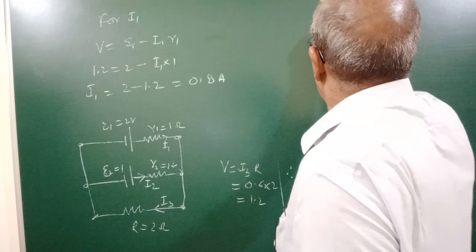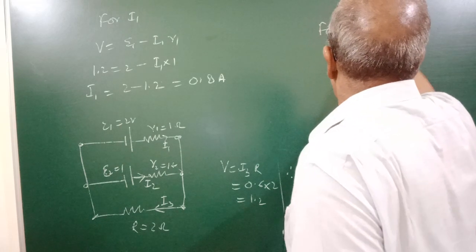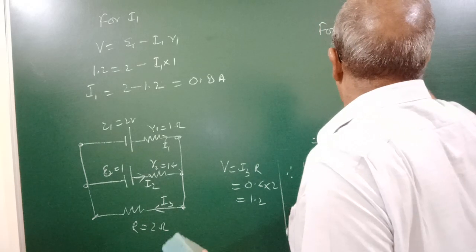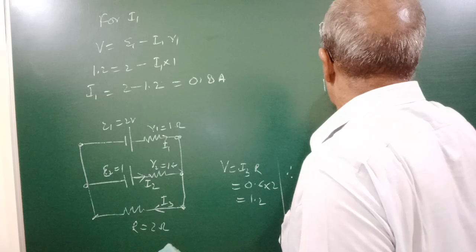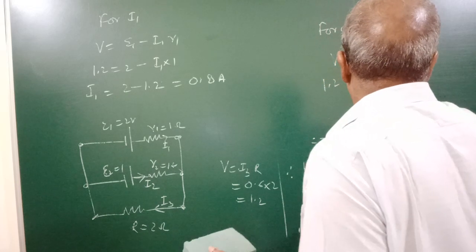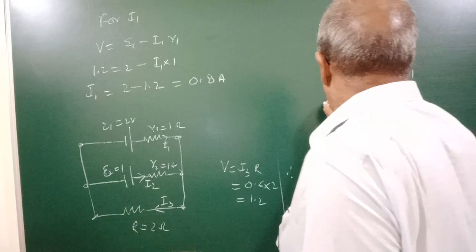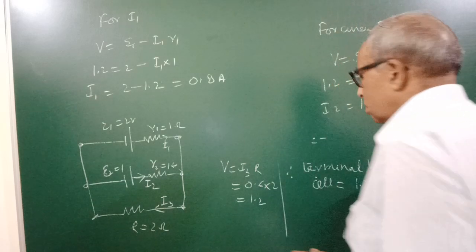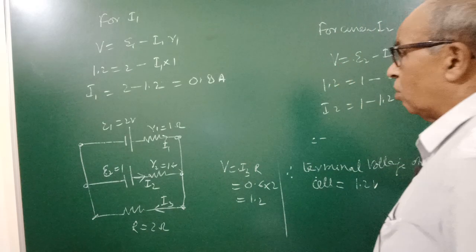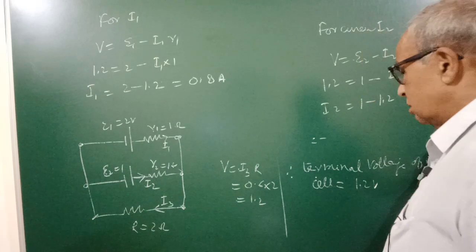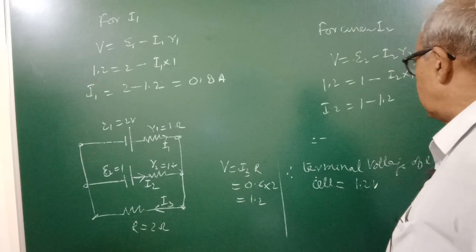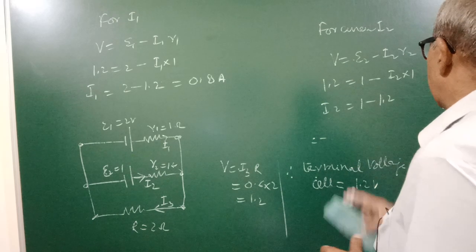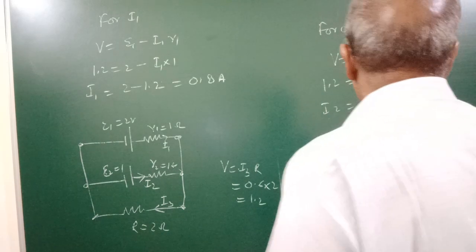Then for I2 again, for current I2, V equals E2 minus I2 into R2. 1.2 equals 1 minus I2 into 1. So I2 equals 1 minus 1.2. What will it be? 1 minus 1.2 is equal to minus 0.2.